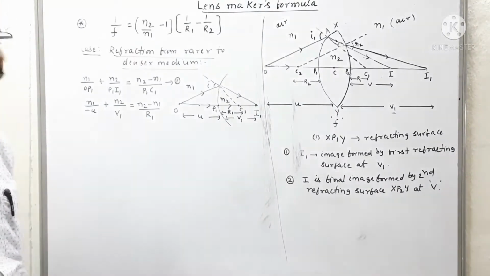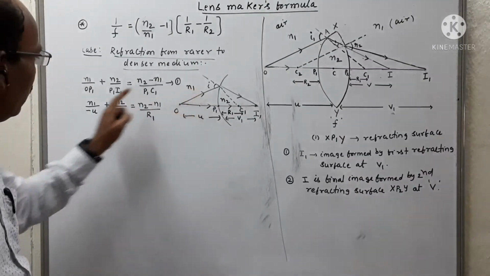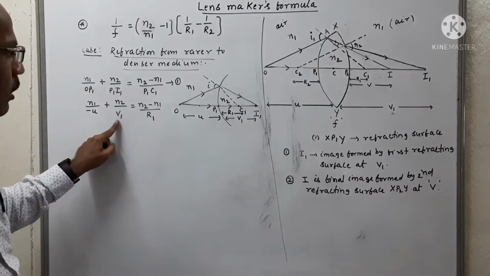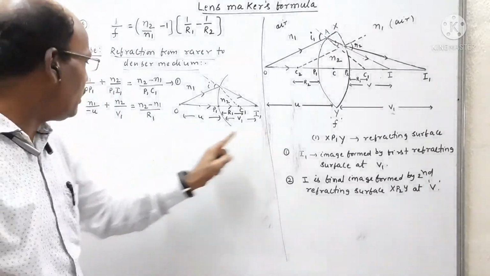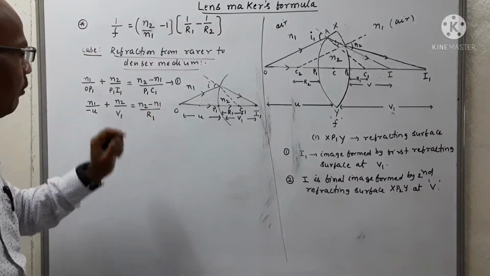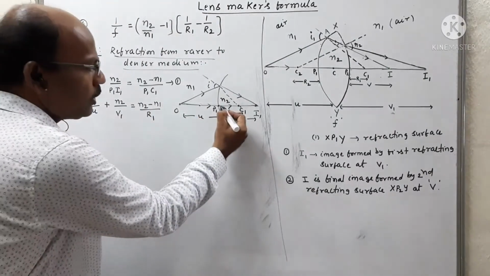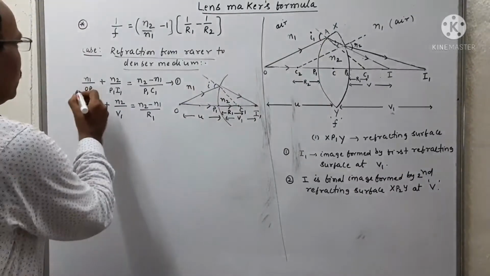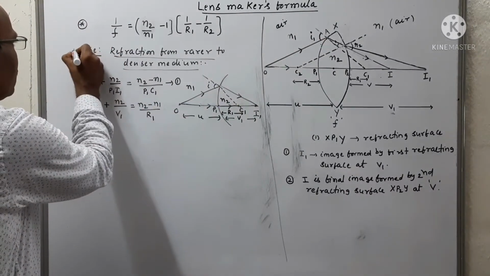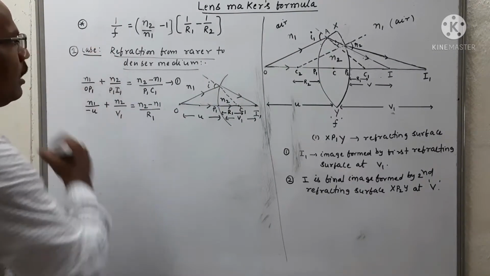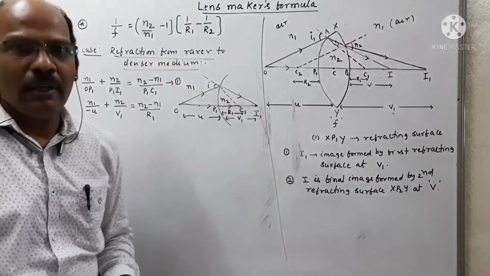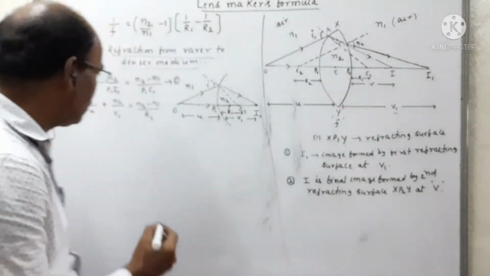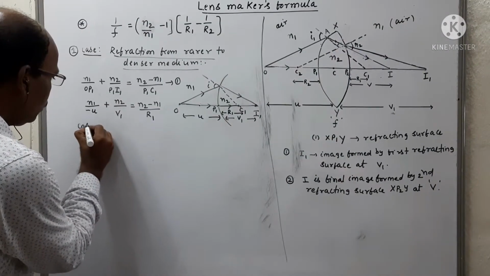By applying the sign convention, N1 by OP1 means minus U, plus N2 by V1, a real image, equals N2 minus N1 by R1. R1 is positive; it is measured from the pole towards the right side. So this is the first case, when the refraction takes place from rarer to denser medium. Now observing the second case, case 2.